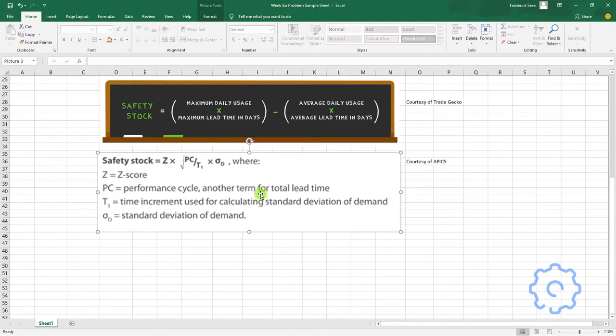So PC is the performance cycle, which is another term for total lead time. So you just put in there the total lead time as PC, divided by the time increment used for calculating the standard deviation of demand. When you calculate your demand variability, you're going to have a standard deviation, and that's what the demand variability is. And this is calculated based upon a certain period of time. So if you have a period of, say, 6 months, you may have a weekly standard deviation over a 6-month period, which would be roughly 24 weeks.